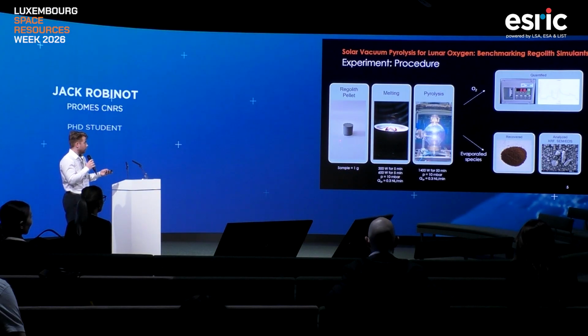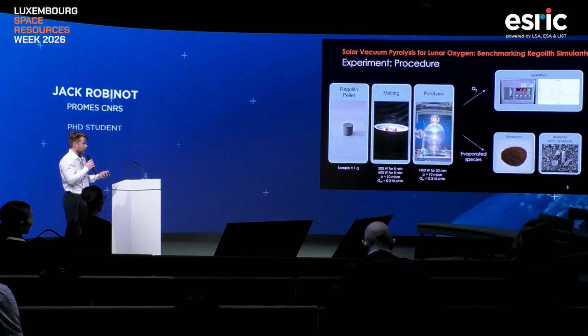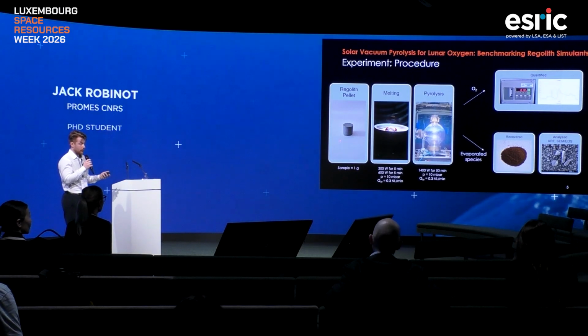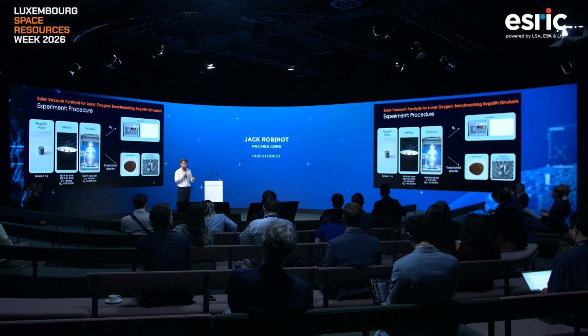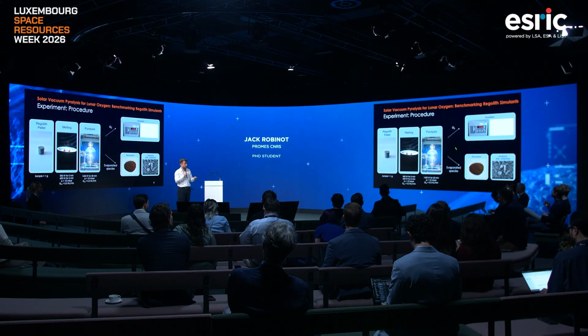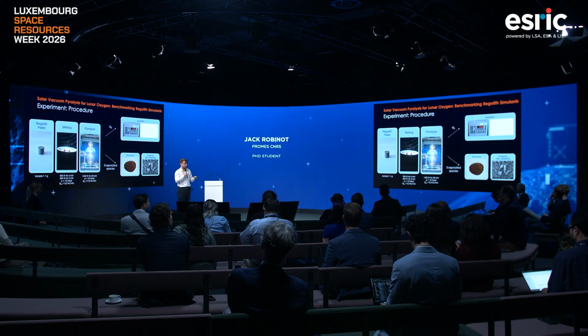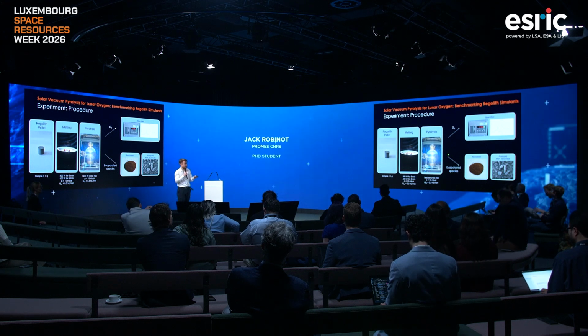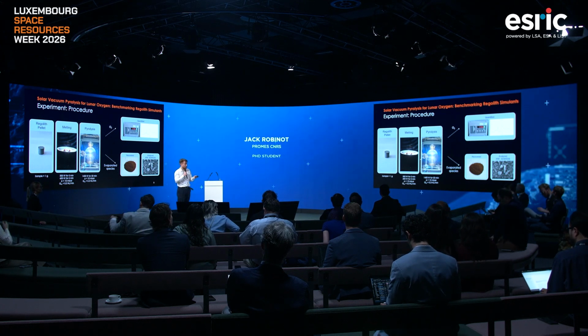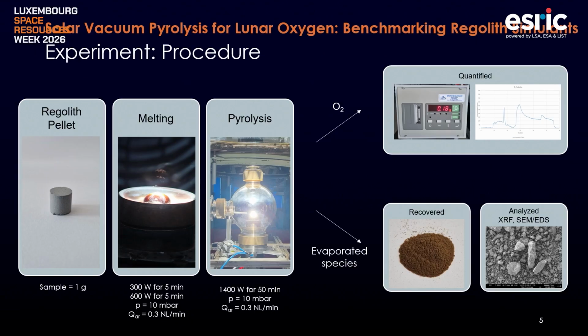Then there is the pyrolysis step, which lasts 50 minutes at 10 millibar with the same argon flow rate. Then we get two products: the oxygen and some evaporated species, which condense on the reactor wall, on the cold finger, and on the filter, and are recovered to be characterized later.